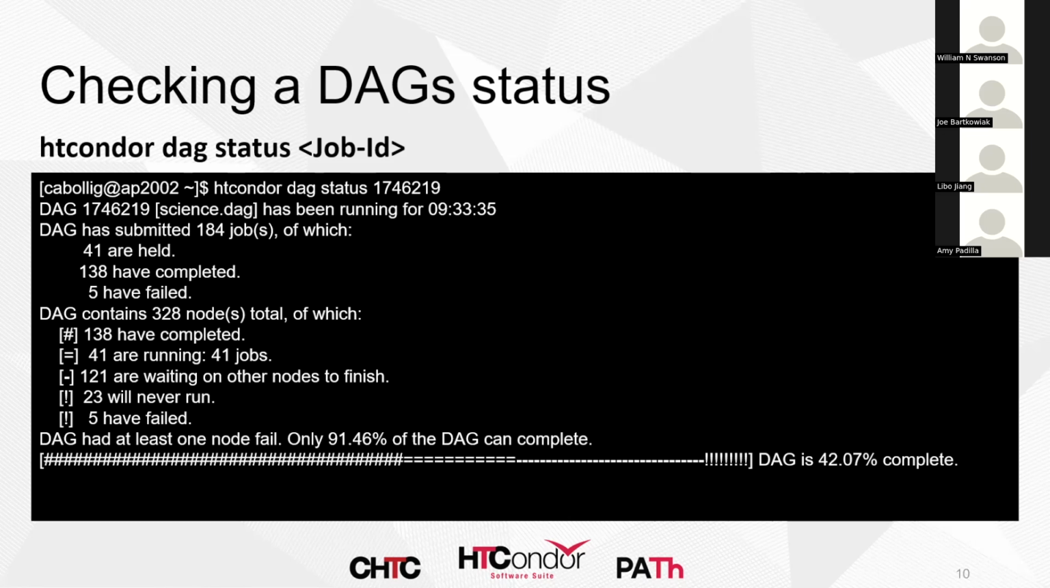And we have a progress bar. As you can see, our little characters match up here. I decolorified this. You can tell the difference between will never run and have failed. They're distinct by color, and how much of your DAG has completed so far. This is a nice little way to get a quick snapshot of a long-running DAG.